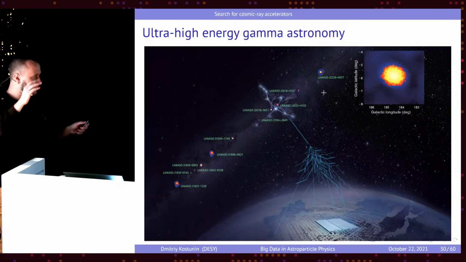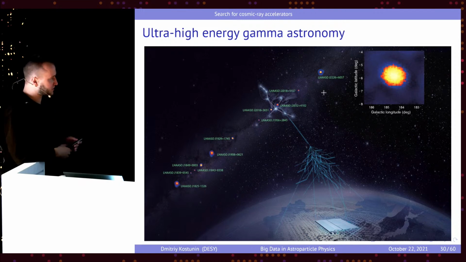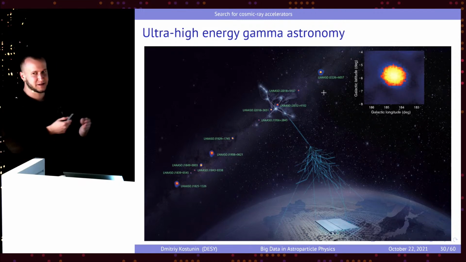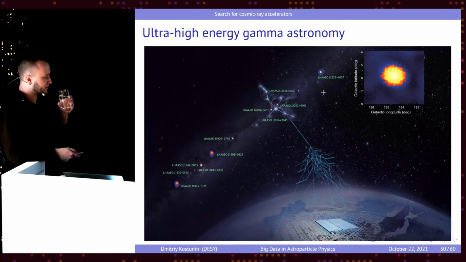We also have extragalactic sources, but they are harder to detect because the distances are, again, orders of magnitude higher. So we have a really low flux.